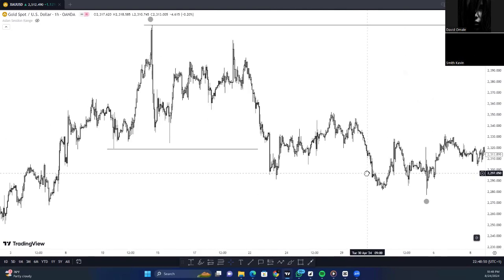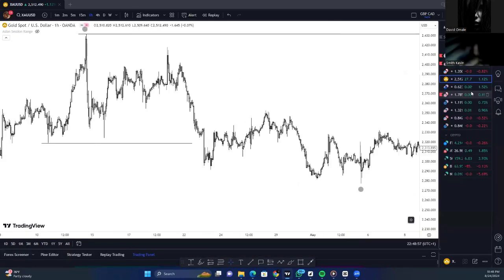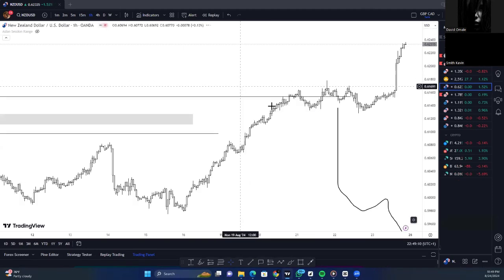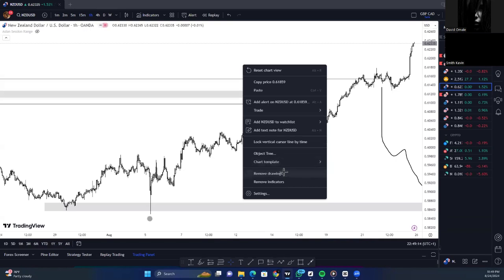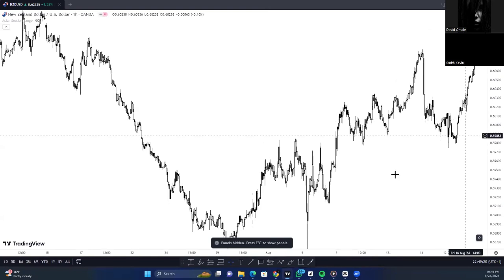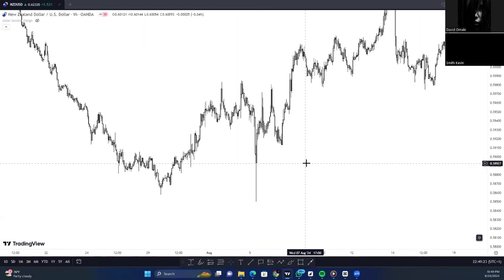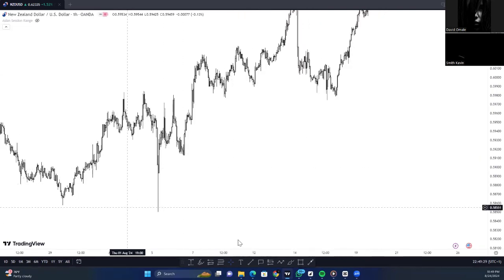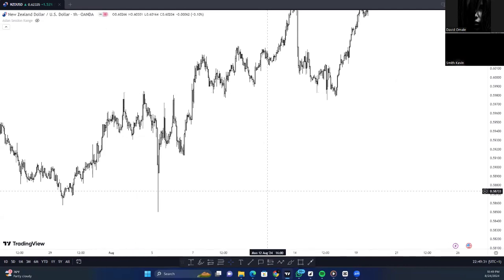So let me use another pair so I don't get mixed up with so many. Let me just use one. Okay, let's use any. So this is the 1 hour time frame. This is the 1 hour time frame. So if I'm to map out my structure there.